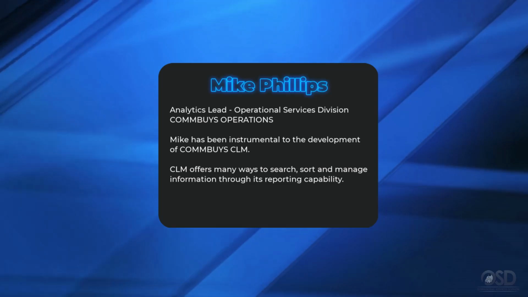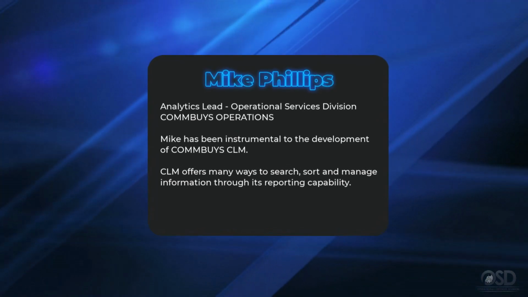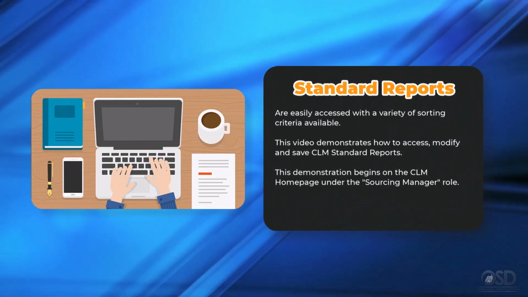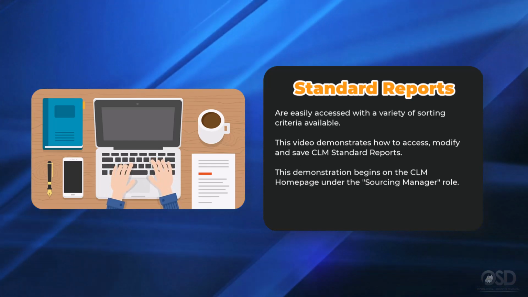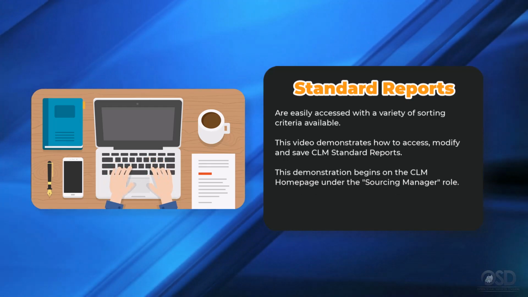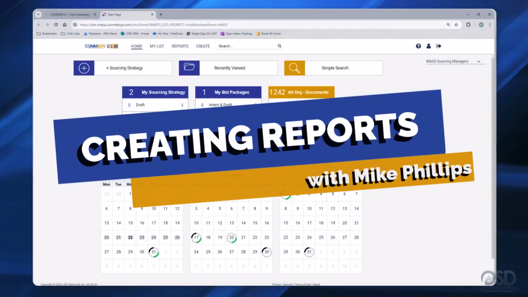CLM offers many ways to search, sort, and manage information through its reporting capability. Standard reports are easily accessed with a variety of sorting criteria available. This video demonstrates how to access, modify, and save CLM standard reports. This demonstration begins on the CLM homepage under the Sourcing Manager role.